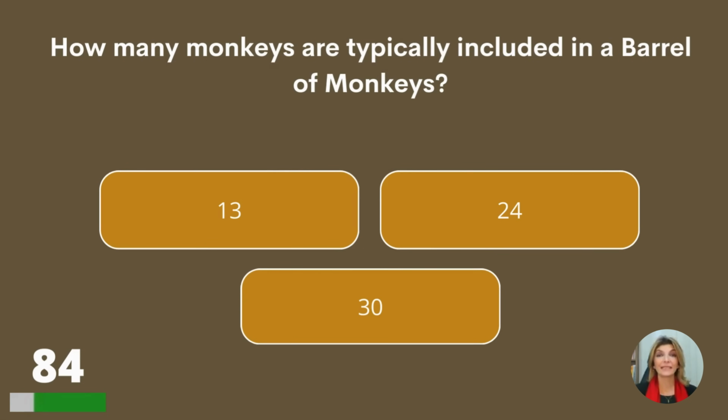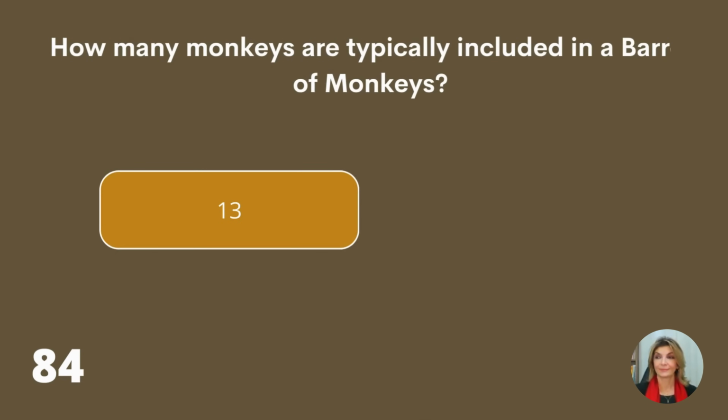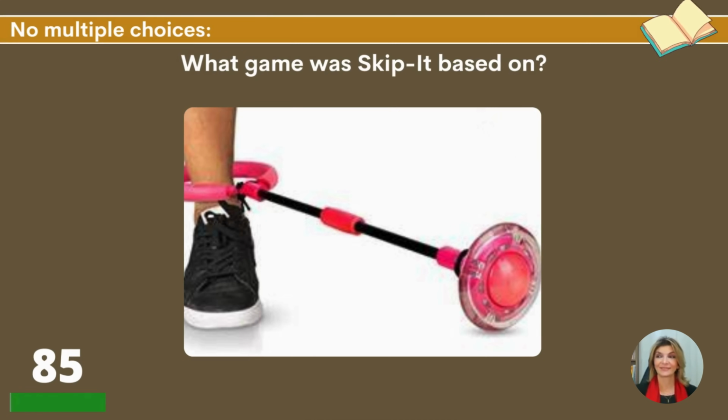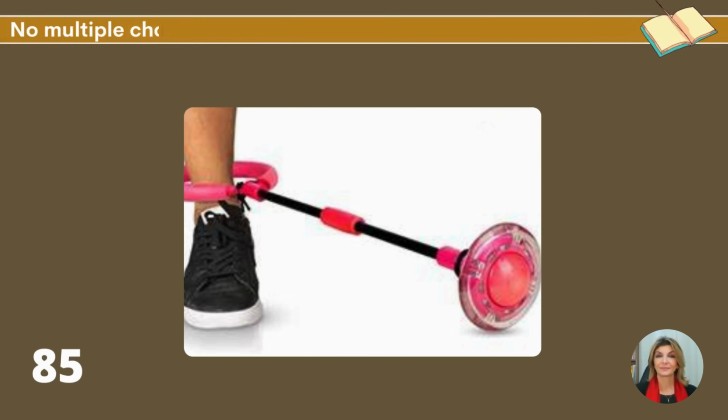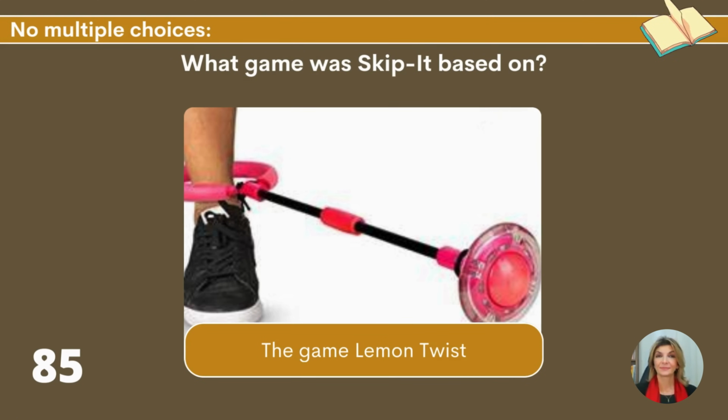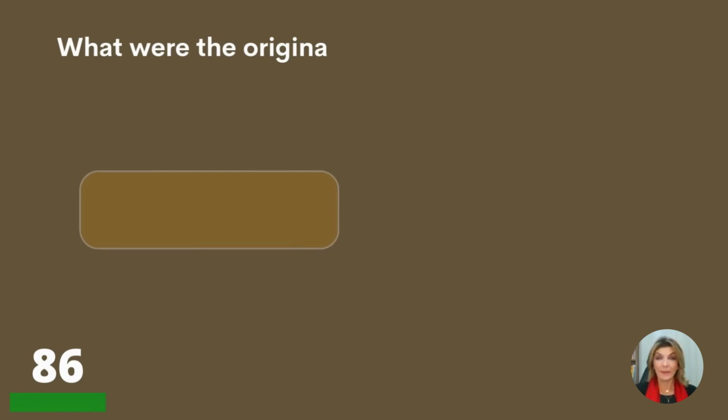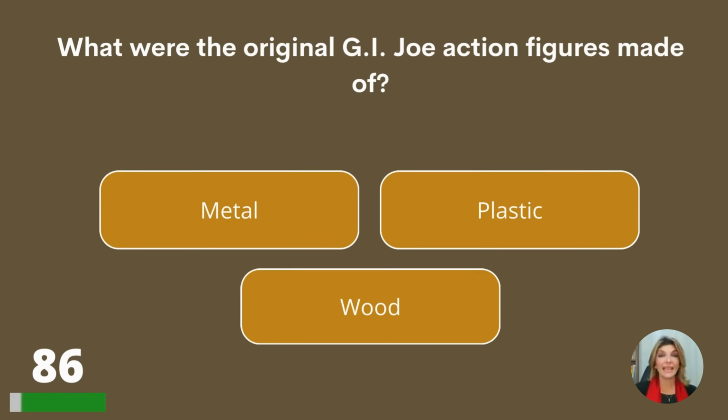How many monkeys are typically included in a barrel of monkeys? 13, 24, or 30? 13. No multiple choice here. What game was Skip It based on? The game Lemon Twist.